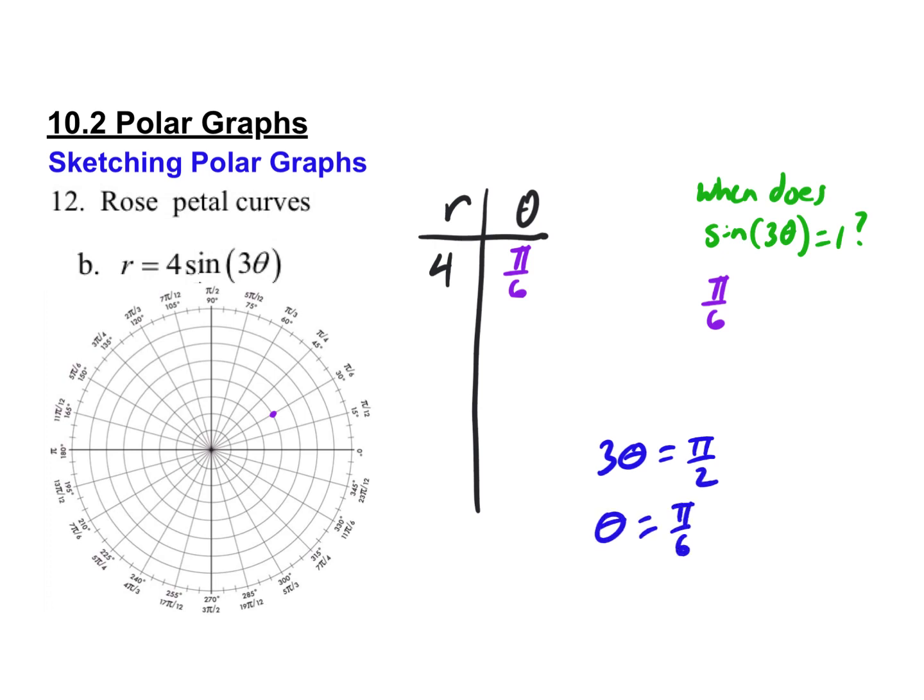But when else? What other value can I stick in there for theta? Because this is, right, what other angle can I put in here that's going to make this equal pi over 2? We don't need to do negatives. We can just stick with positives.